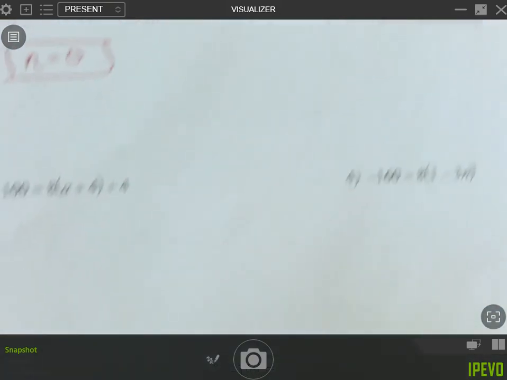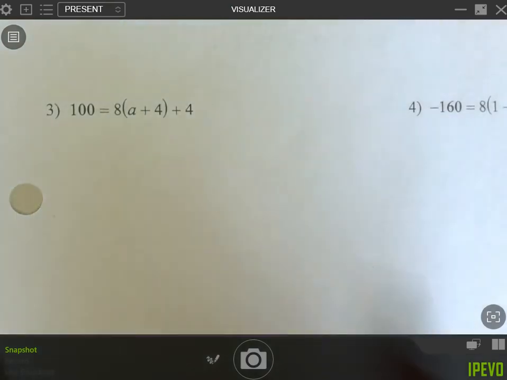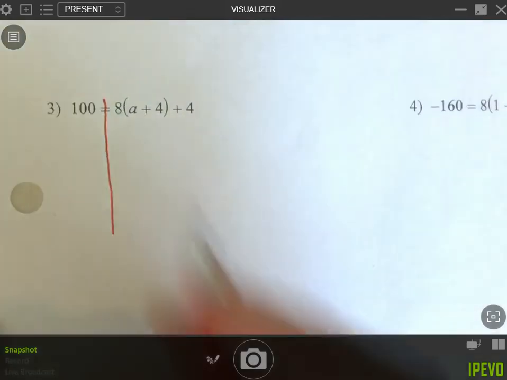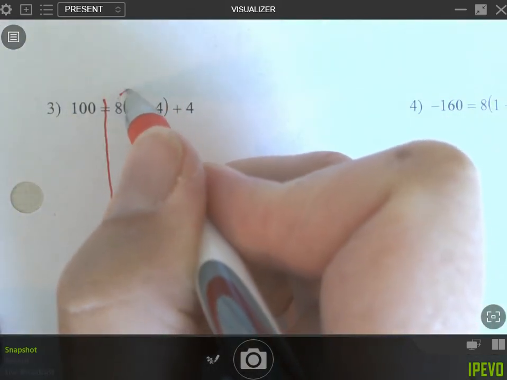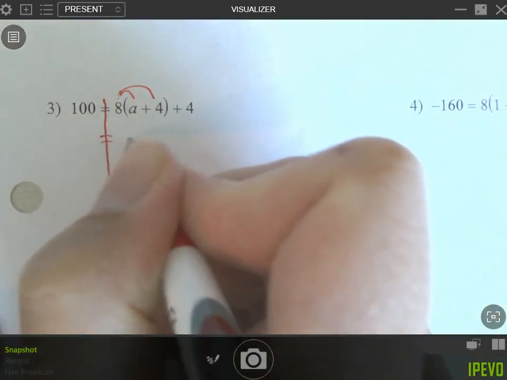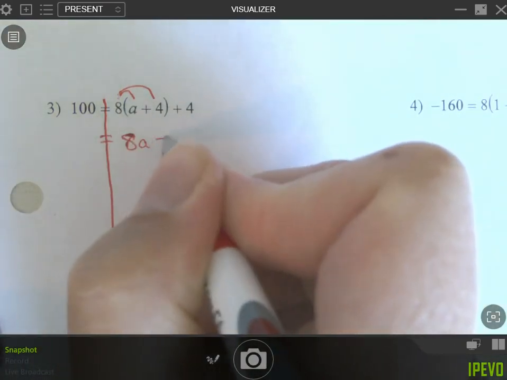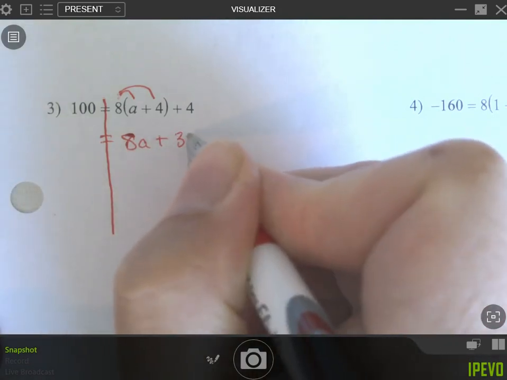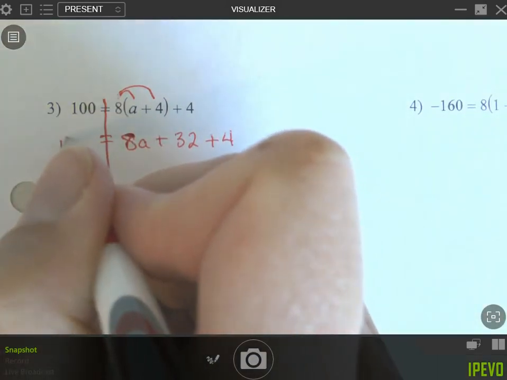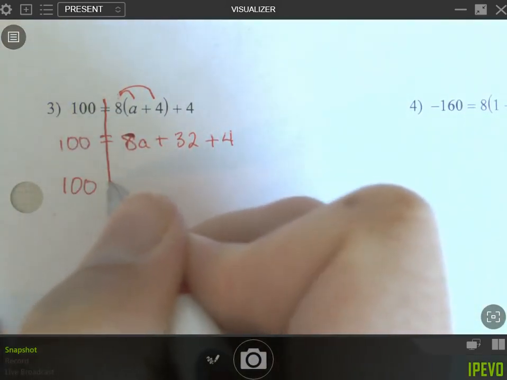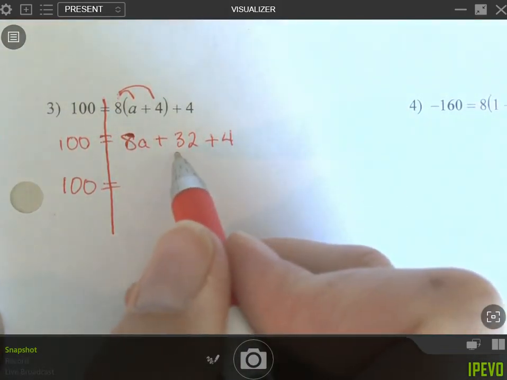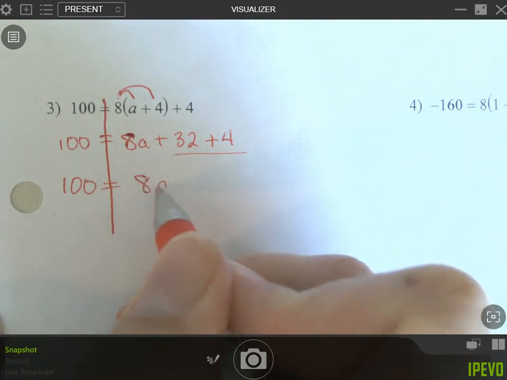All right, jump down to number 3. Before we can start solving things, we need to do a little work. So the 100 is just going to stay. And on the left side, I'm going to distribute to break up those parentheses. So my equals 8a. What's 8 times 4? 32. And then plus 4. Okay, now, before I start moving things, I like to have everything cleaned up. So nothing to do on the left, but on the right, you have like terms of 32 and 4. So what do we get?